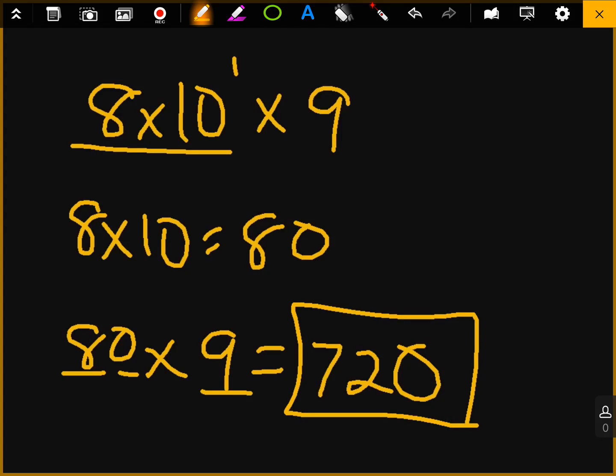So, once again, look at the whole numbers and multiply them. Then count the zeros, all right? Or look at the exponent, because it'll tell you how many zeros you need to add to the end of your answer.